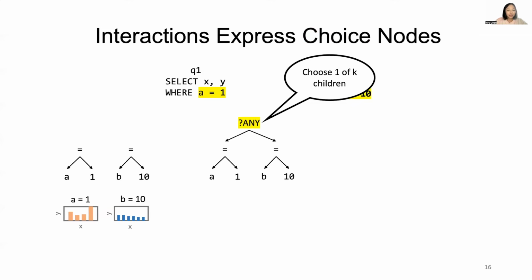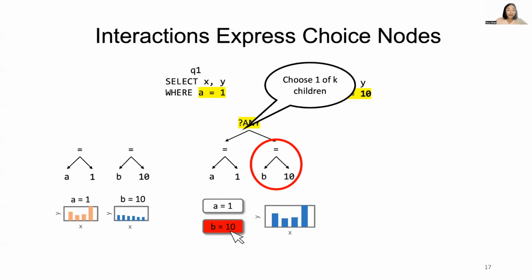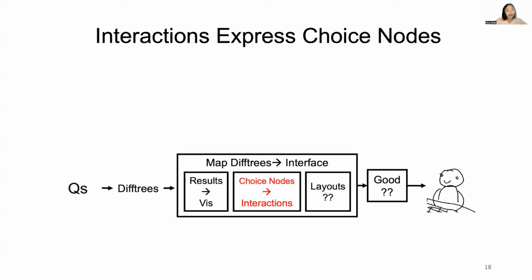The nice thing about this is that choice nodes can be directly mapped to interactions. For instance, this choice node maps to a button interaction. And if you click on the second button, it could correspond to choosing the second child of this choice node. And this is interaction mapping, which maps the choice node to interactions.